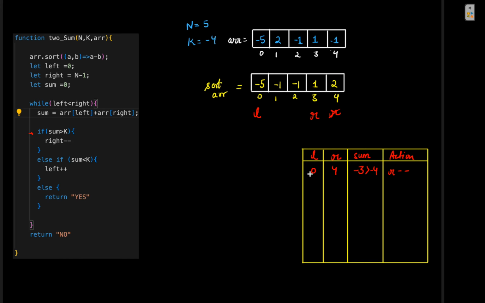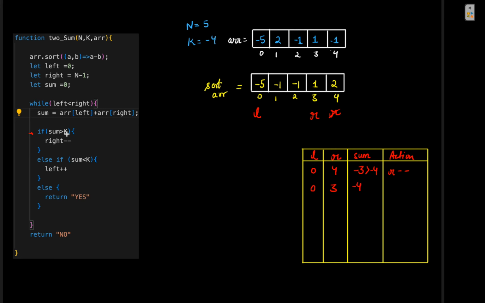And now let's see this. I will again come to this while loop. Is left less than r? Yes. So first of all, my r is 3 now, right? Yes, still left is less than r, 0 is less than 3. Now let's take out the sum. So sum is -5 plus 1, so that is -4.